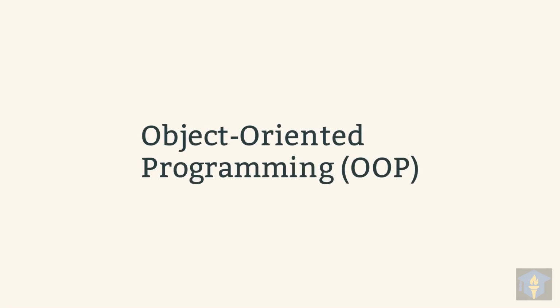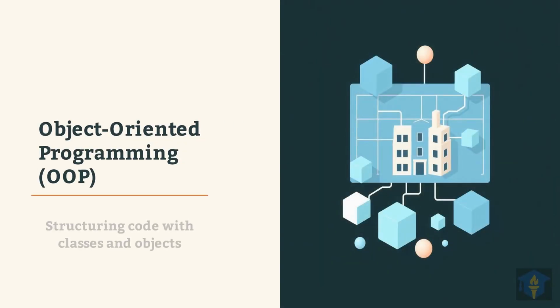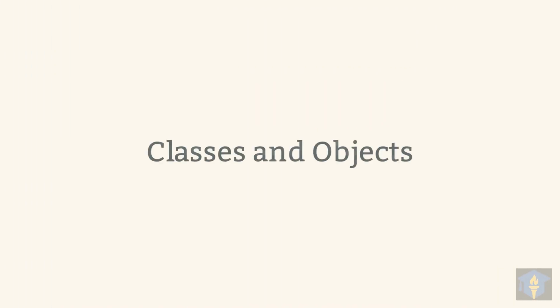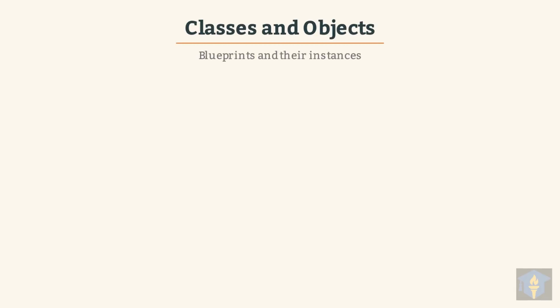Today, we're diving into object-oriented programming, or OOP, a fundamental paradigm in modern software development. This powerful approach helps us structure our code efficiently using concepts like classes and objects. Let's begin by understanding the core building blocks of OOP, classes and objects. Think of them as blueprints, and the actual things created from those blueprints, respectively.